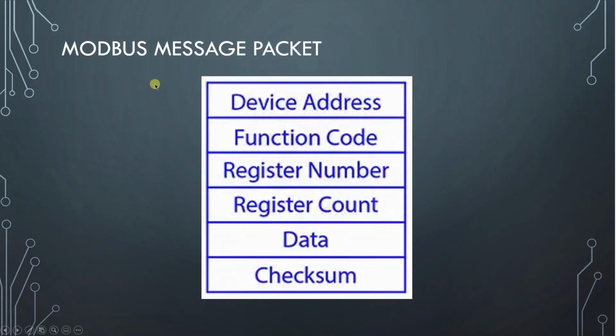So the packet, or the message packet, or the query that Modbus has, is the device address, the function code, the register number, the register count, data, and a checksum. Now the device address is the address of the device or sensor you want to talk to. Let's talk about the function code, register number, register count, data, and checksum in the next slide.